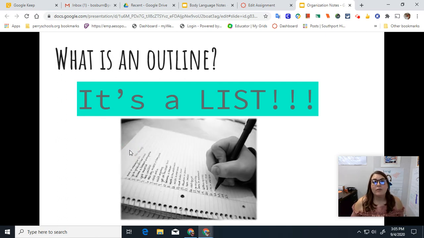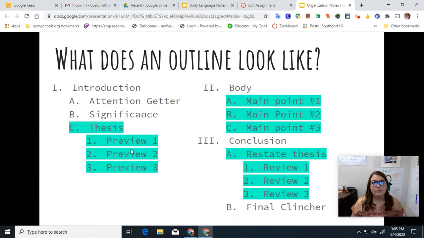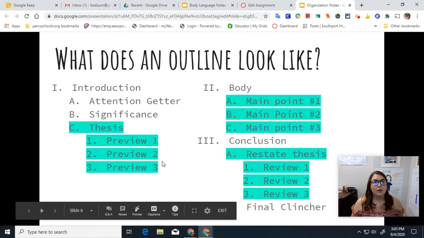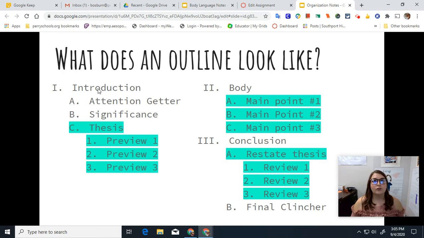Now, we make lists every day, to-do lists, grocery lists. They're usually scribbled on a scrap of paper or on our phones in Keep, or they might be numbered like this paper here, but an outline is simply a list with a specific kind of formatting and organization. This is what an outline looks like, right? It has a particular structure.